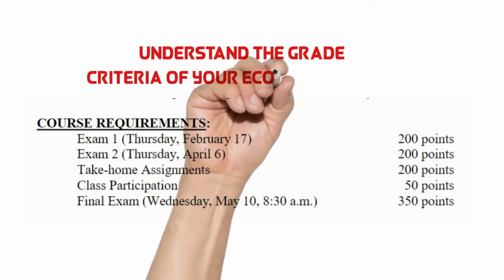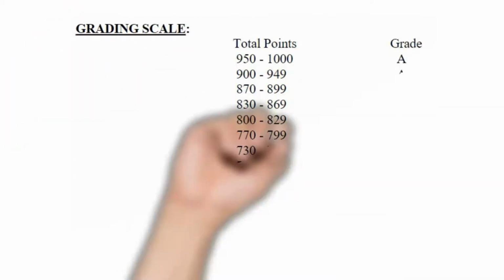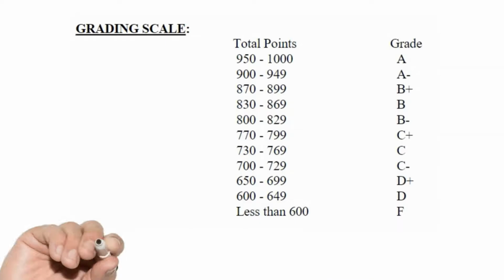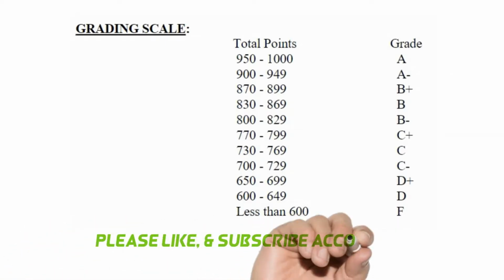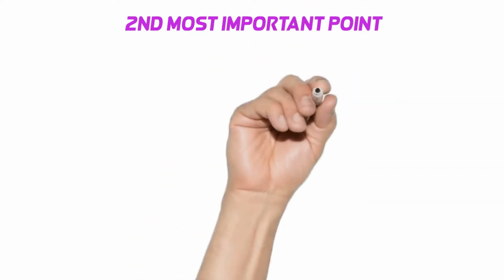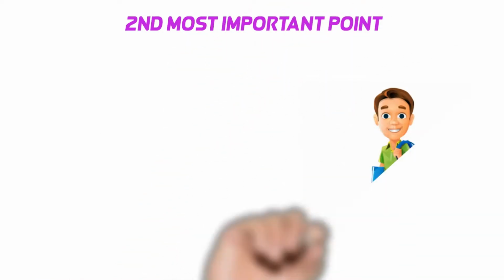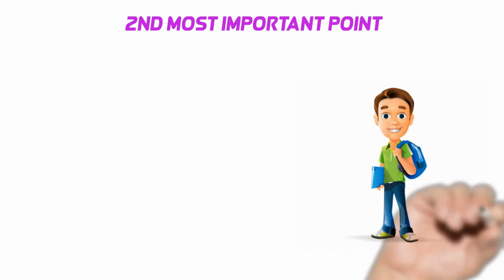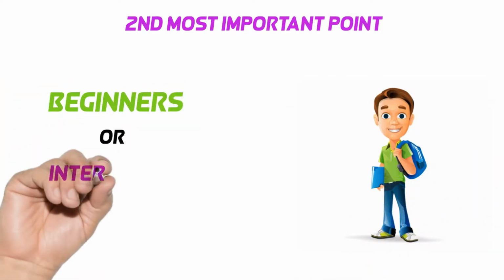It will give you a clear idea of which areas are needed, and how much effort, practice and understanding. You will get this information from your economics class syllabus and previous exam papers. Second most important point, you need to keep in mind the level of your class. It's for beginners, intermediate and advanced. Sometimes we say it's your major or minor class.